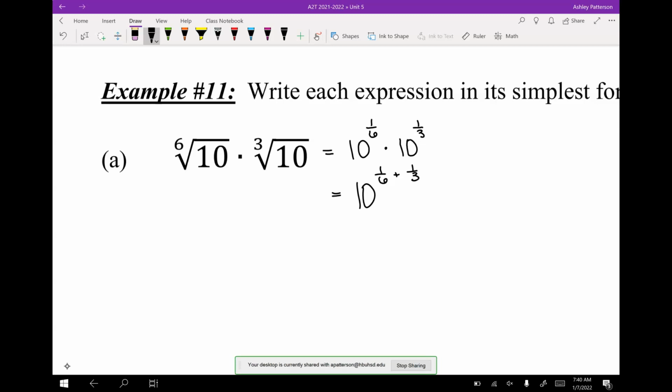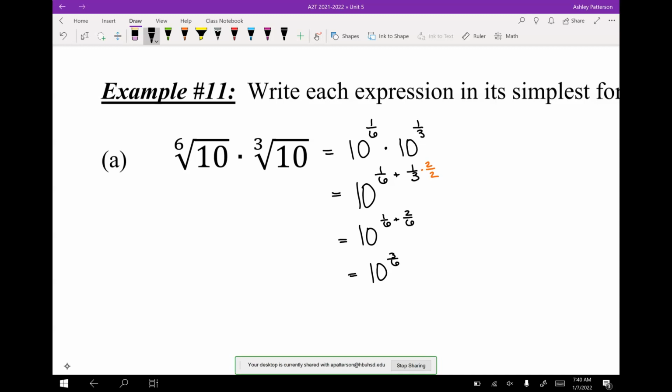Oftentimes we will forget and we'll try to multiply the bases, do something funky with it. Leave them alone. In order to add fractions, what do we need? Common denominators. What would their common denominator be here? 6. Lovely. So please multiply 1/3 by 2 over 2 with me. Remember that in order to get the common denominator, you must multiply the numerator and the denominator by that number. So we get 10 to the 1/6 plus 2/6, which gives us 10 to the 3/6 power.